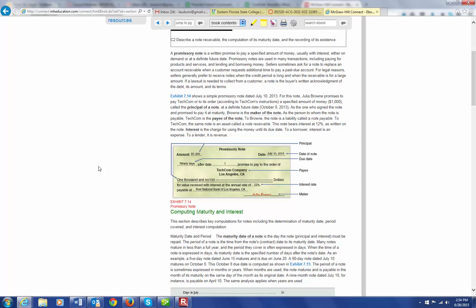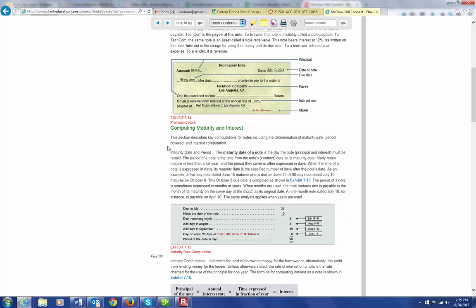And it tells you when it is due. So in this case, it's 90 days after the date that it's being issued. It gives you the amount of the principal. And it also, excuse me, tells you the amount of interest that's being charged, the percentage of interest generally, not the actual dollar amount.